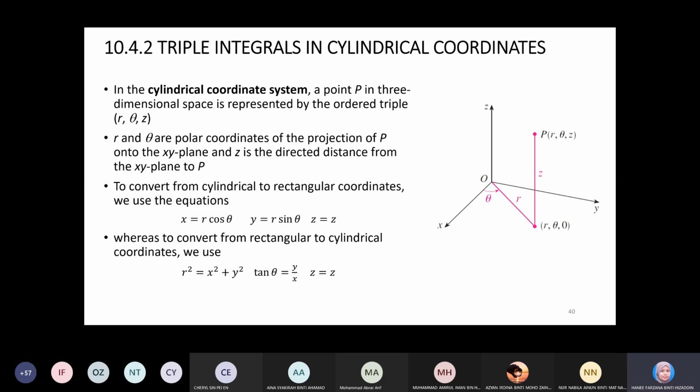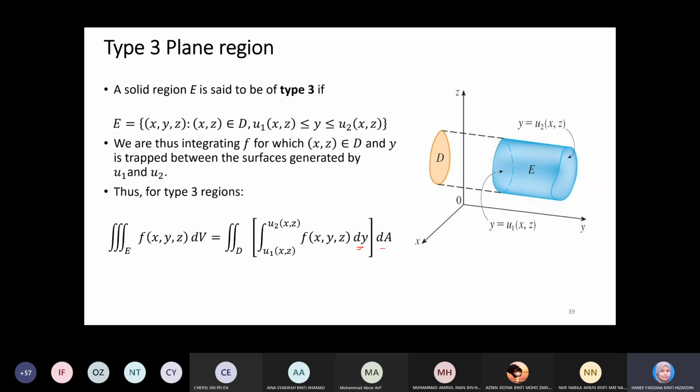Next, previously for double integrals, we converted rectangular coordinates into polar coordinates, but for triple integrals, we convert into the cylindrical coordinate system, because it's now a function of 3 variables instead of just 2 variables. So let's say you have this point P in a 3-dimensional space represented by the triple integral.